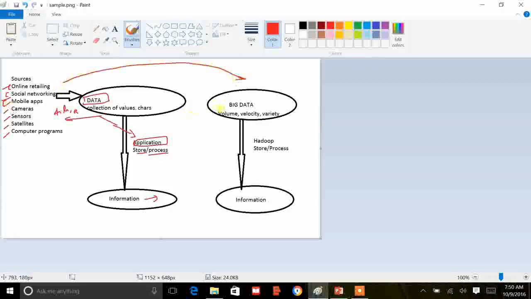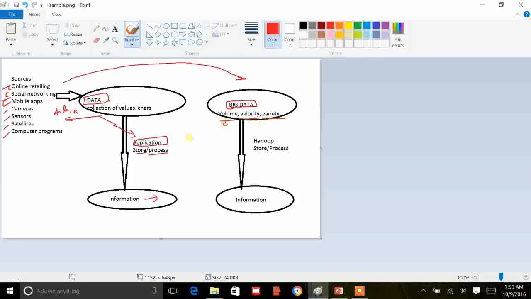Since these sources are generating data with different dynamics, a new term came that we call big data. So what really is big data? Big data is any data having these three specific properties: volume, velocity and variety. I will talk about each.